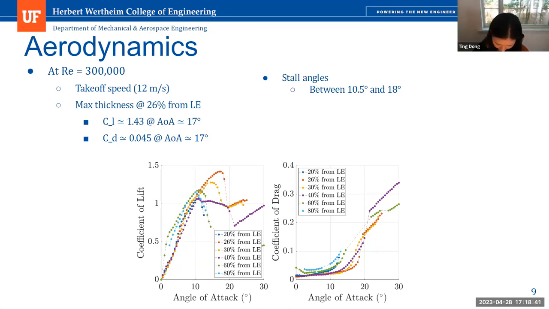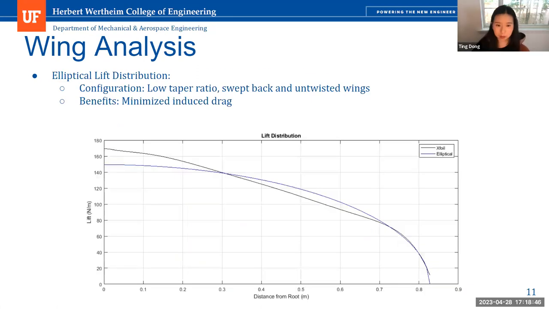And page 11. I think I have the same comment as the other group. Whenever you do some comparison, use colors with strong contrast. Right now, these two, I can't tell, it's not obvious to me. And also, one is elliptical and one is XFoil. So what are we comparing here?